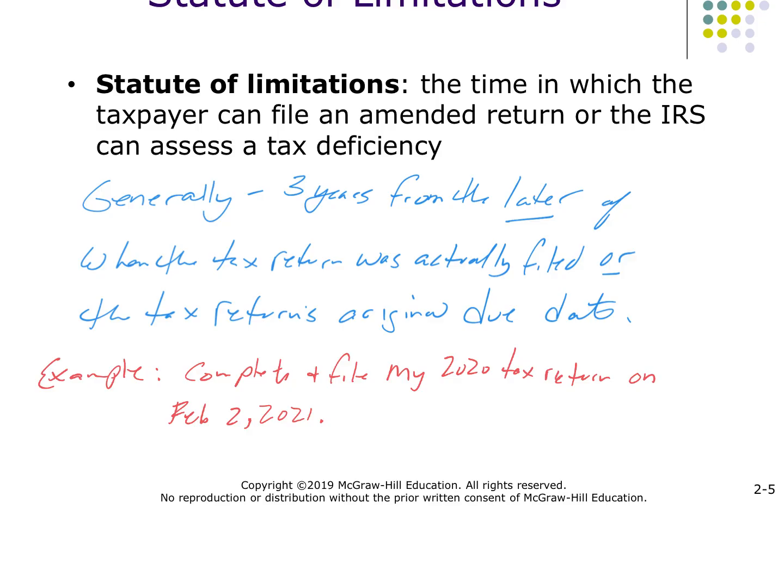Now, when does the statute of limitations end on that tax return? Okay, it doesn't end 3 years from February 2nd. It ends on April 15th, 2024. Okay? 3 years from the later of when it was filed or its original due date. Okay?